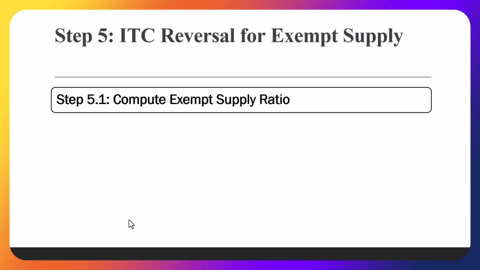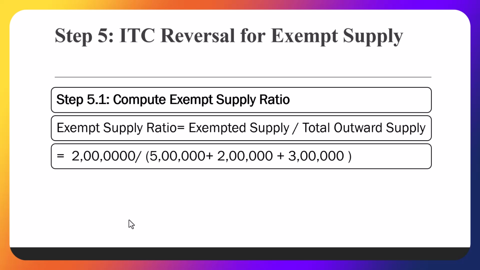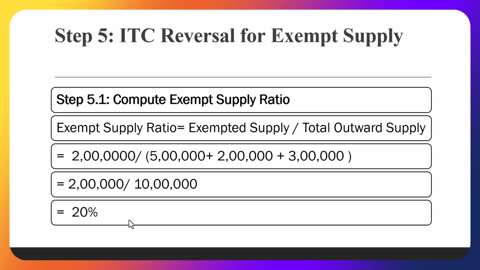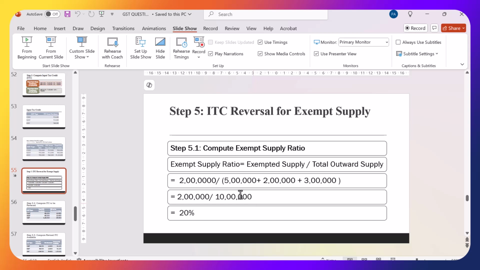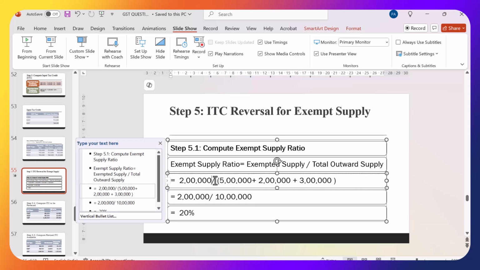So now we have to calculate this reversal ratio. Can you read this, Sika? Yes, so computing exempt supply ratio. Exempt supply ratio is equal to exempted supply divided by total output supply, which is equal to 2 lakh divided by 5 lakh plus 2 lakh plus 3 lakh, equal to 2 lakh divided by 10 lakh, that is 20%. Okay, I think by mistake I've added one more zero, so I'll just delete this.